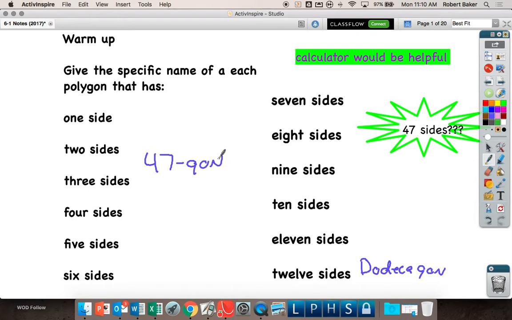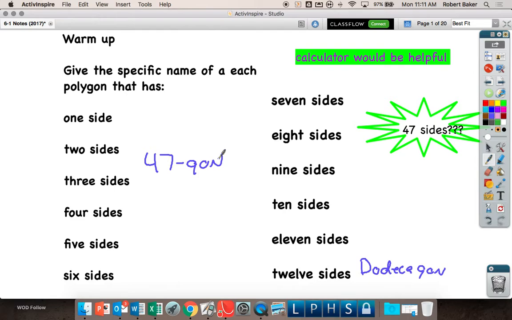But it's just 47-gon because hepta, septa, hexa, deca, they all have the A contained in there. And then gon means sides. So hexa is 6, gon is sides, 6 sides. So this is a 47-gon, a 47-sided shape. So 47-gon is the right one.